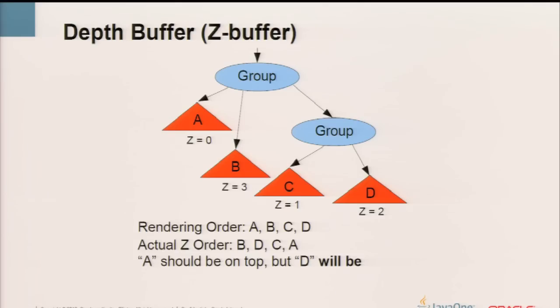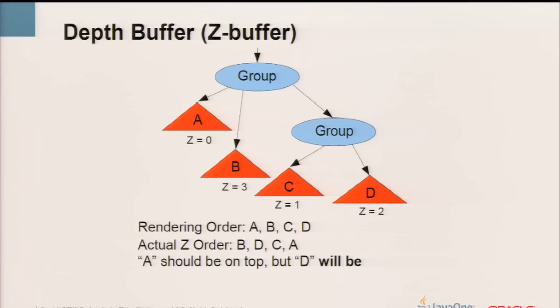In this same case, imagine that we have a z-translate value such that the z-values are shown with the object A being at z equals 0, object B at 3, and so on. In this case, the rendering order hasn't changed. It's still A, B, C, and D. And that's the order they're going to be rendered. And so D will be on top.